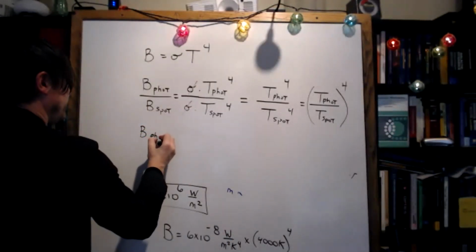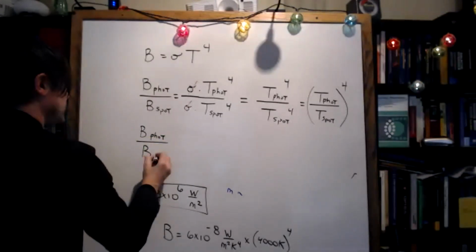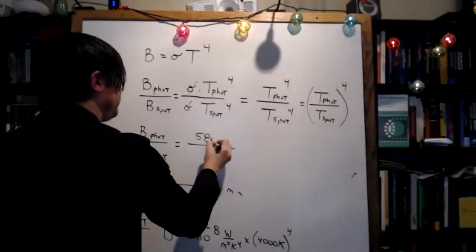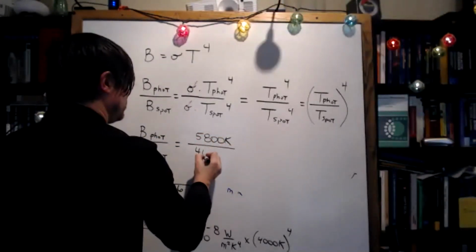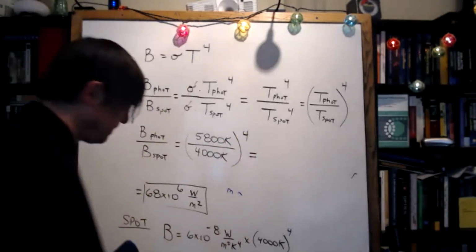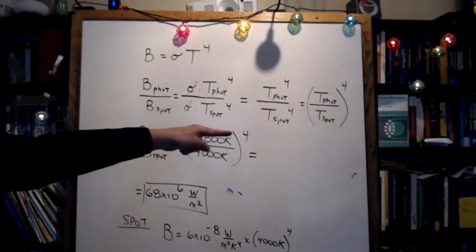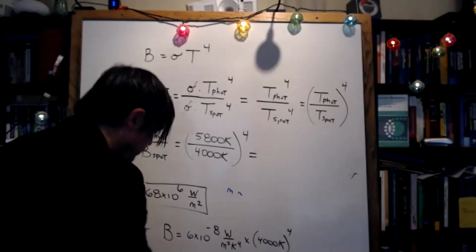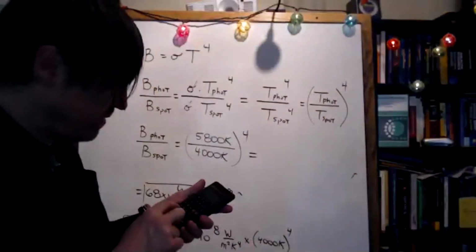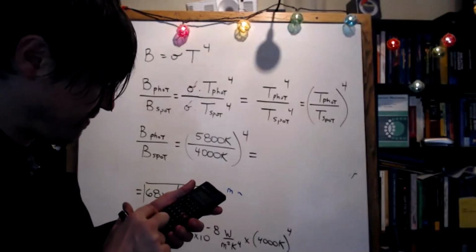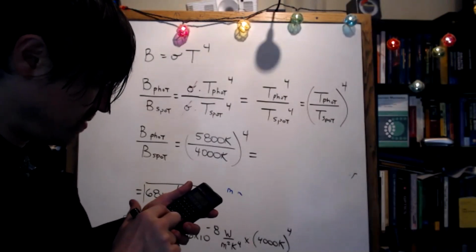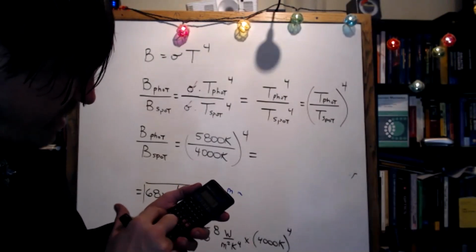The ratio of the photosphere brightness to the spot brightness would be 5,800 Kelvin divided by 4,000 Kelvin, all to the power of 4. Divide them, then raise to the fourth power. Tell me what you get. Actually, let's do it together. 5,800 divided by 4,000, to the power of 4 is, yeah.